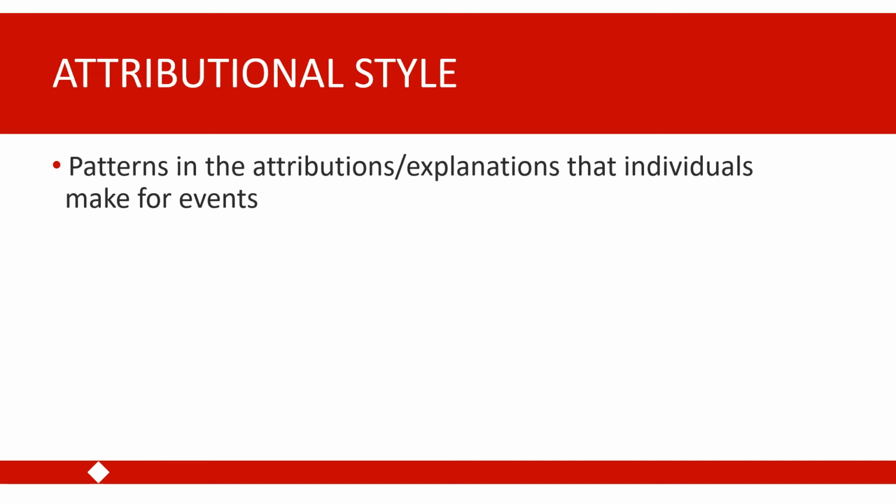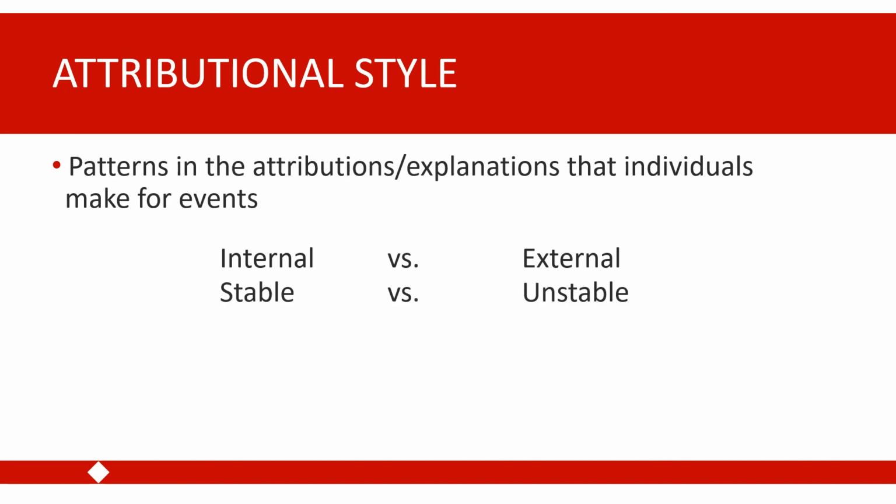And we can characterize our attributions on 3 dimensions. One dimension is whether our explanation is internal or external. Is our explanation something about ourselves that is internal to us? Or is our explanation external, something out there in the world? We can also characterize attributions as stable or unstable. Stable attributions are explanations that are likely to continue in the future over time and not be changed. Unstable attributions are things that are likely to change over time and may not be likely to recur in the future.